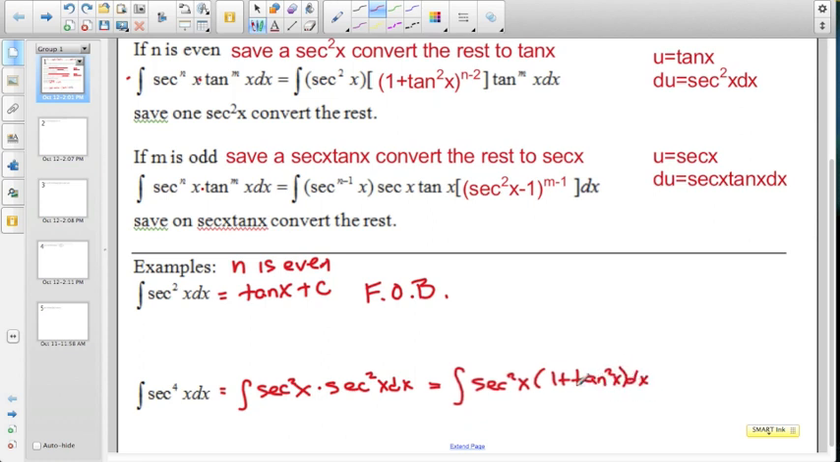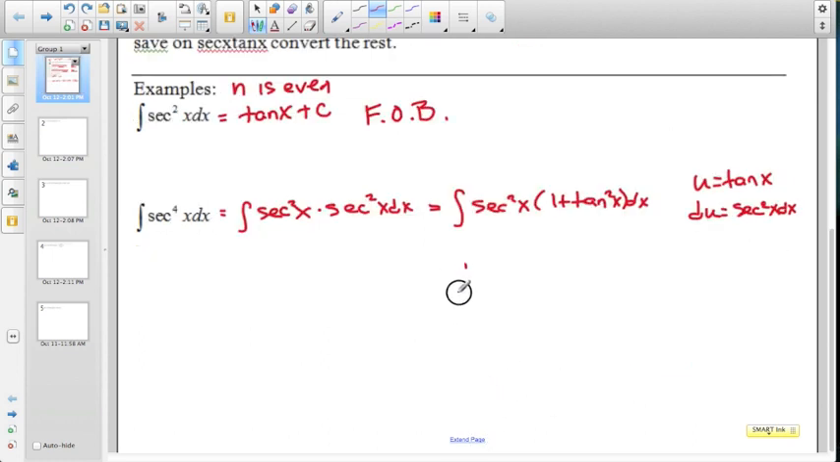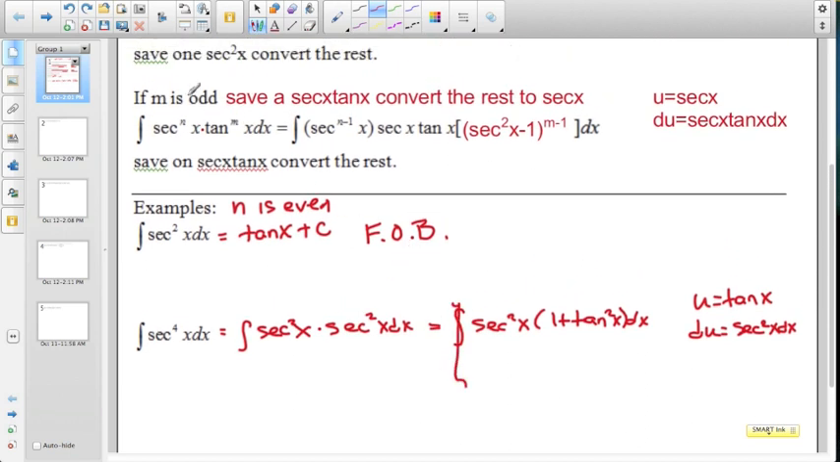And then what we can do is the u sub on tan of x. So we're going to let u be tan of x. When we take the derivative of u with respect to x, we get secant squared x dx. So we can substitute out that secant squared. This integral becomes secant squared x dx as our du, and our 1 plus tan squared x is going to be our 1 plus u squared.